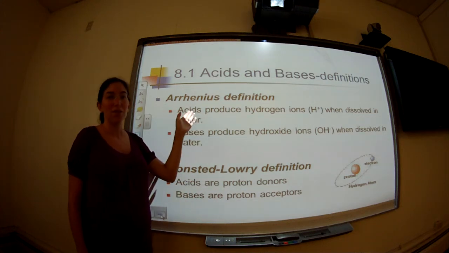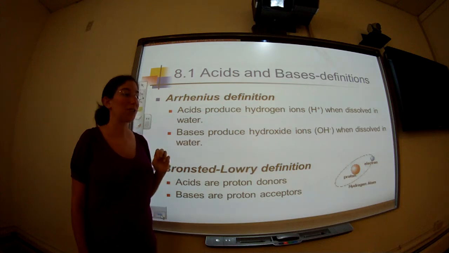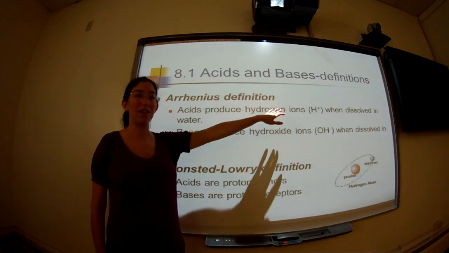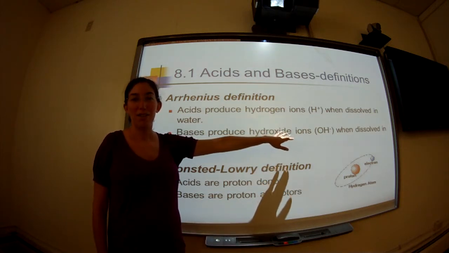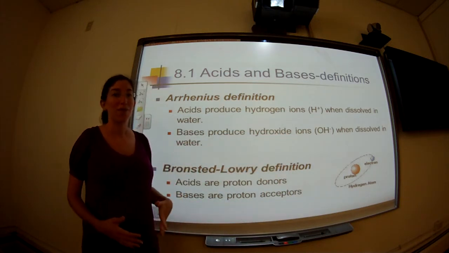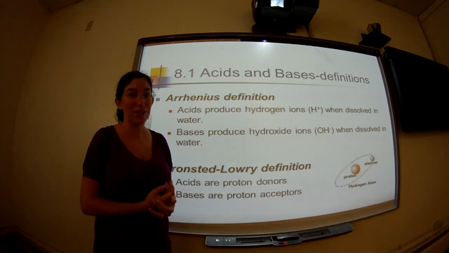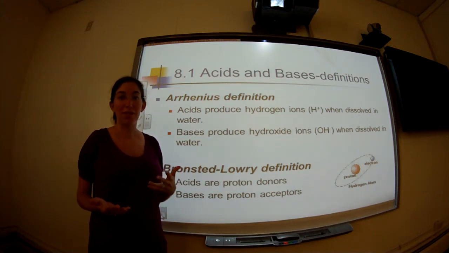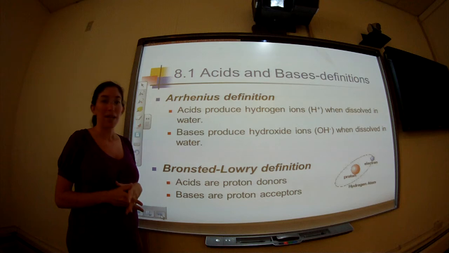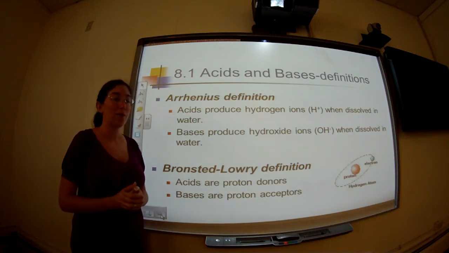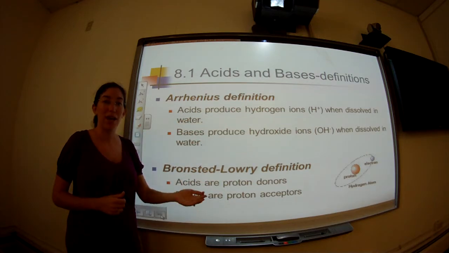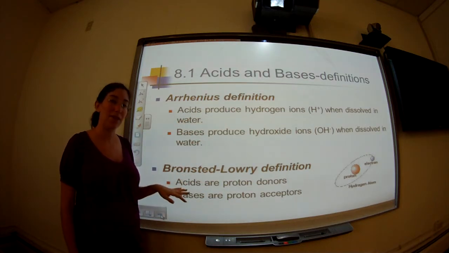The Arrhenius definition is almost like a shortcut definition, because if it produces hydrogen ions, you know it's an acid. If it produces hydroxide ions in water, you know it's a base. It's a quick way to look at a chemical reaction and decide whether something's an acid or a base. But sometimes, especially if it's not in water, you don't get these 2 products, but you still can have an acid and a base based on these definitions.